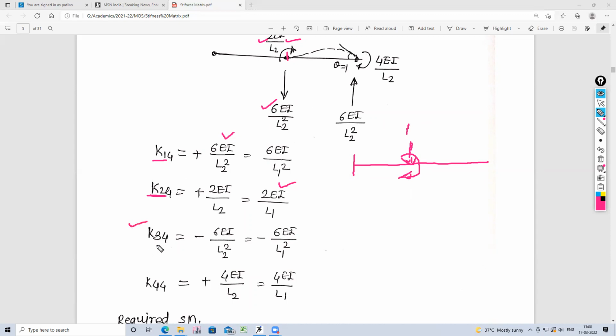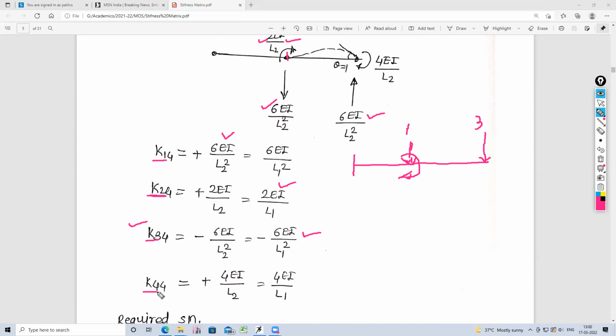Then K34, that is the stiffness at 3. Coordinate 3 is a force. What is the force produced at this point? It is 6EI upon L2 square, but it is upward, and the assigned coordinate is downward. So therefore this will be minus. So it is minus 6EI upon L2 square. Then substitute L2 equal to L1. So this is the third element.